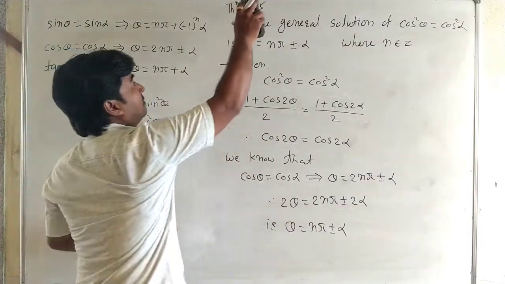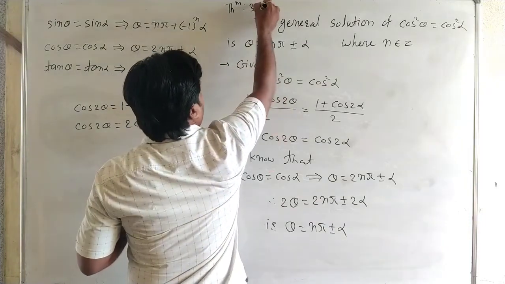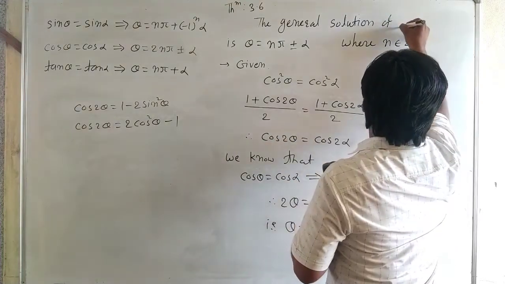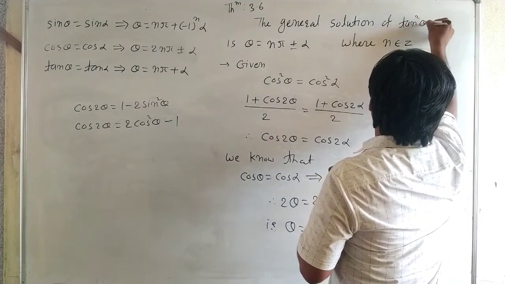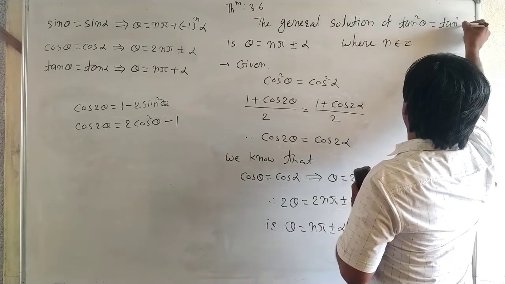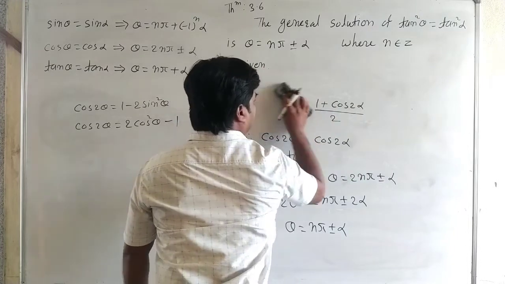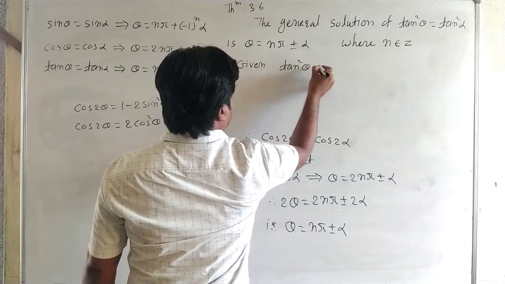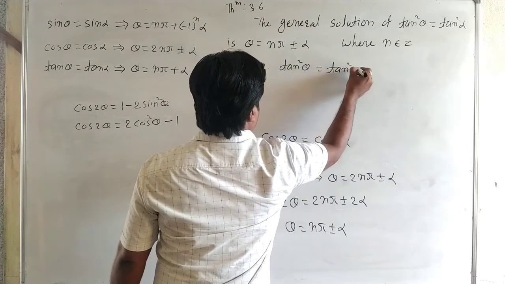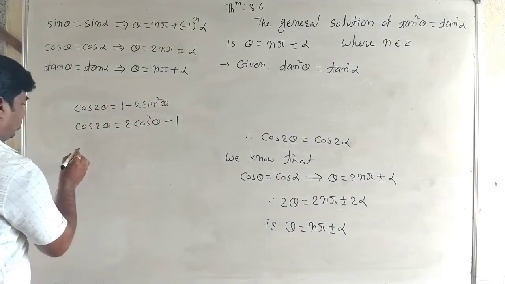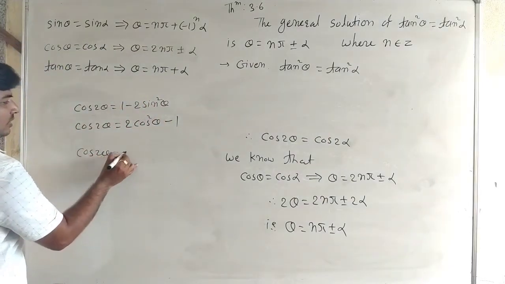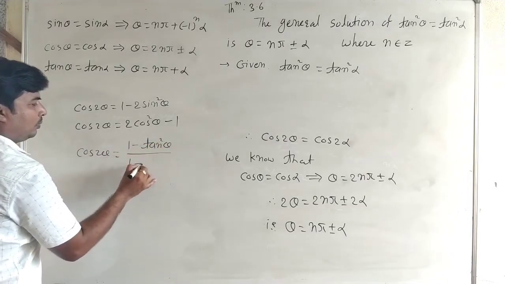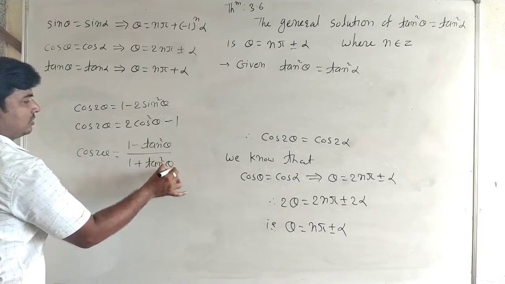Now last, tan. Again same solution. Tan square theta is equal to tan square alpha. Now here the given is tan square theta is equal to tan square alpha. Again we know the formula for cos 2 theta, it is 1 minus tan square theta upon 1 plus tan square theta. See carefully this. It is a formula.